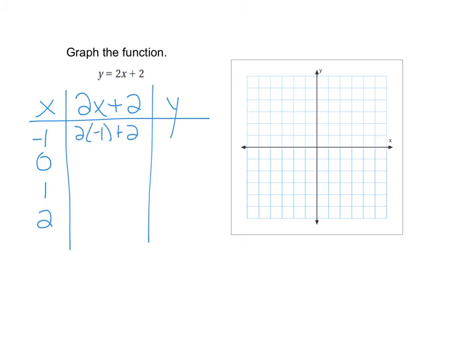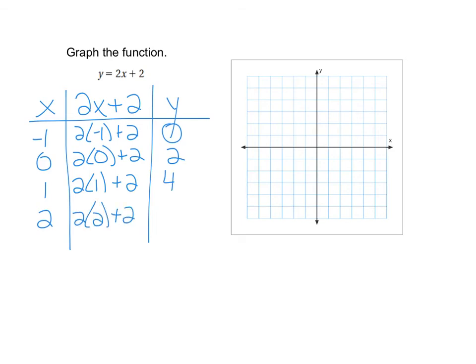2 times -1 is -2 plus 2 is 0. 2 times 0 plus 2 is 2. 2 times 1 plus 2 is 4. And 2 times 2 plus 2 is 6. Okay? So, what happens when we graph these? Well, these all fit. Does this go to 6? It does. I don't think we have to change our scale. So, -1, 0 is a point there. 0, 2 is there. 1, 4 is there. And 2, 6 is there.